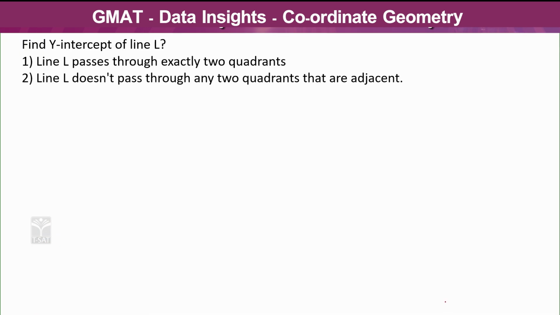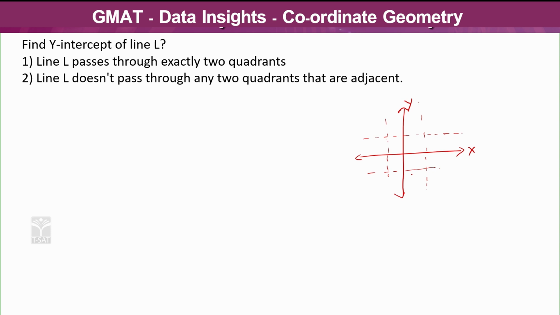Find the y-intercept of line L. Line L passes through exactly 2 quadrants. Okay. So, you have 4 quadrants in this rectangular coordinate system. This is the x axis, this is the y axis. So, when they are saying that line L passes through exactly 2 quadrants, that means either the line is parallel to the x axis or it is parallel to the y axis. Only in those two conditions will the line be passing through only two quadrants.